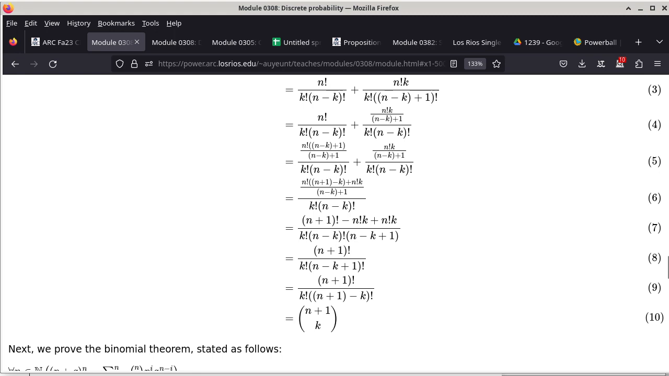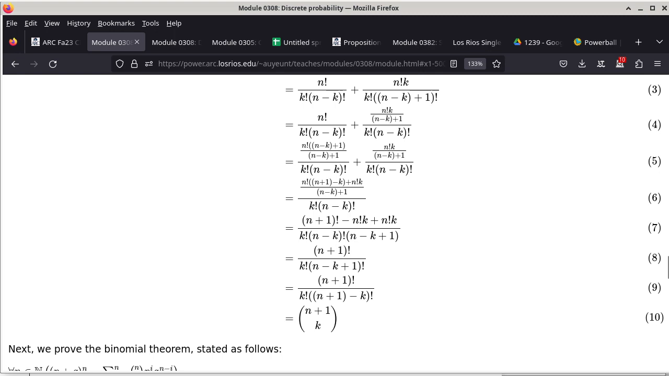And then we have n factorial times minus k, which is over here, and then n factorial times k, which is over here. Those two cancel out. So now we end up with n plus 1, the whole thing factorial, divided by k factorial times n minus k plus 1 factorial.